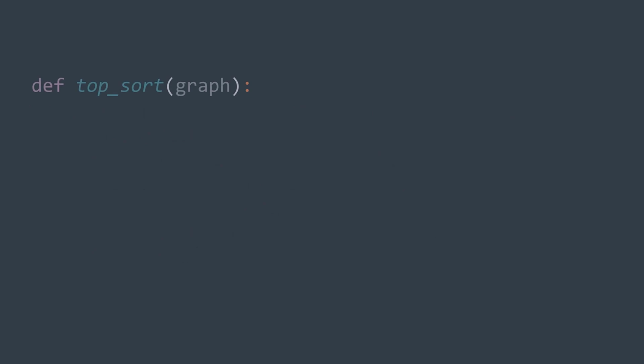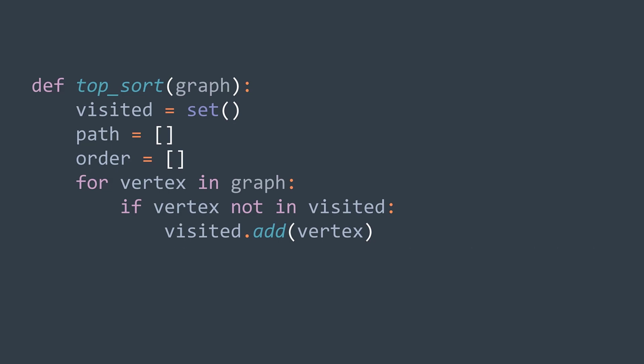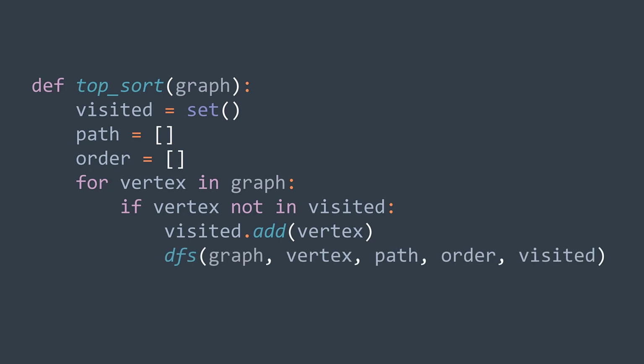And in our main top sort function, it takes as an argument the adjacency list of our graph. It creates the visited set, the path stack, the order stack, then it visits each unvisited vertex with DFS. After doing so, the order stack is filled, we return it reversed to get the ordering from the first vertex to the last one, not the opposite.